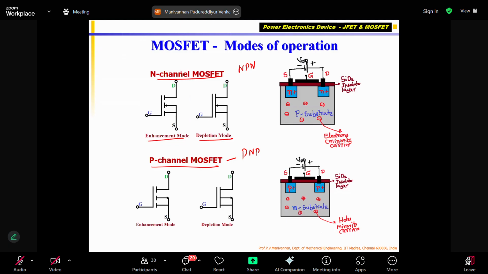Now, N-channel MOSFETs can work in two modes. One is called enhancement mode, the other is called depletion mode. Okay, we'll see what they are in a subsequent slide. Similarly, a P-channel MOSFET can work in enhancement mode or depletion mode. How do you know?